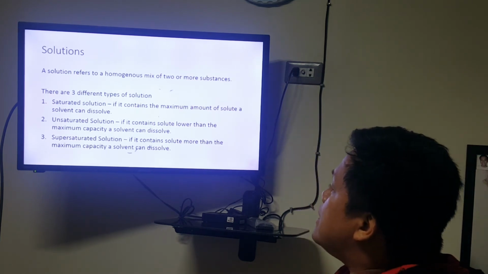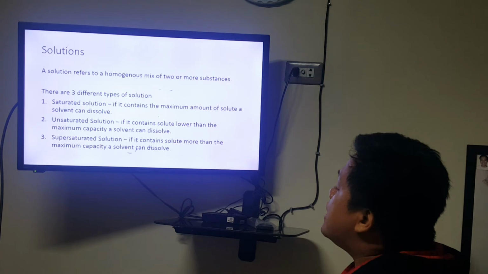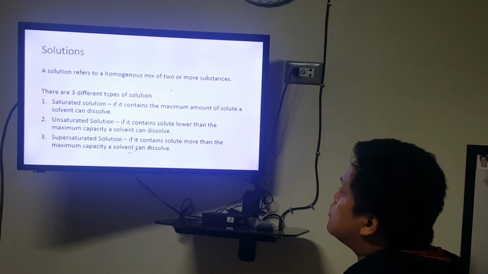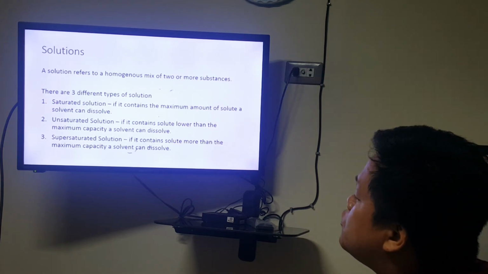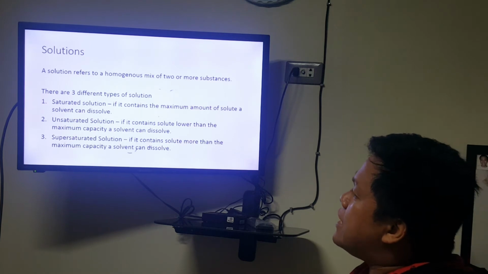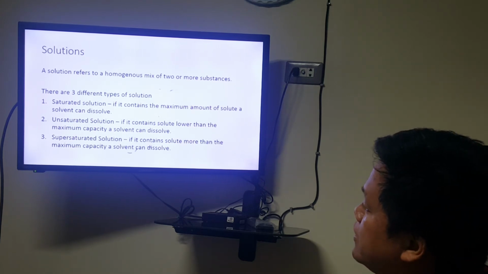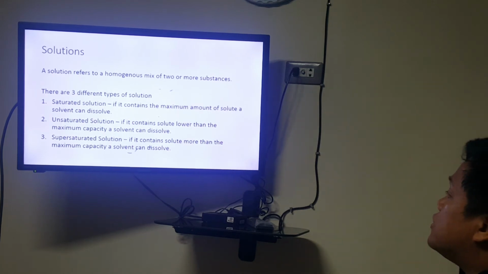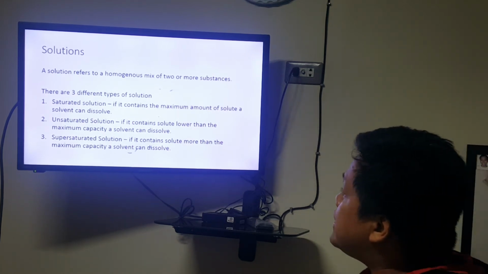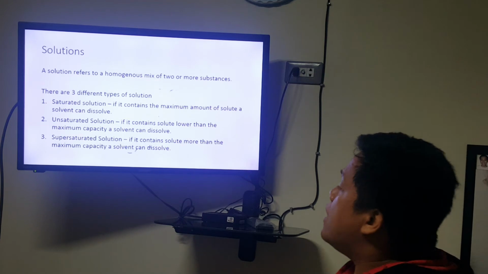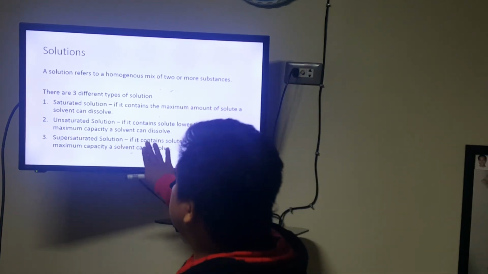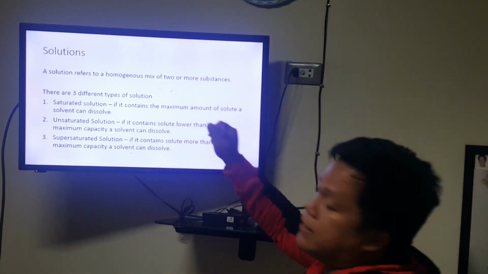Next is the unsaturated solution. It contains solute lower than the maximum amount a solvent can dissolve. Next is the supersaturated solution. It contains solute more than the maximum amount a solvent can dissolve.